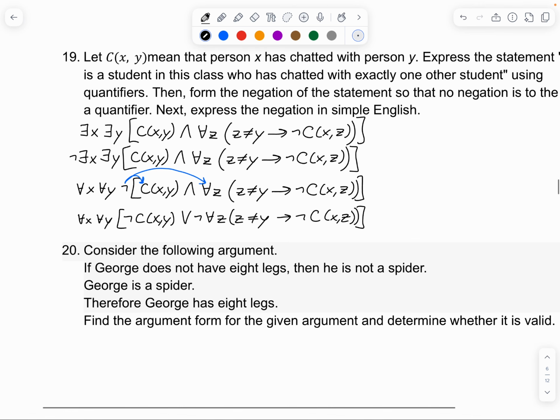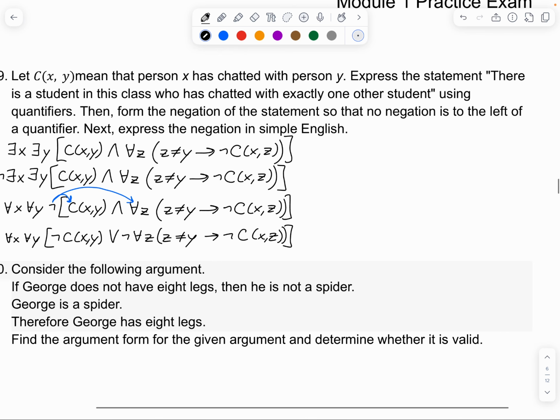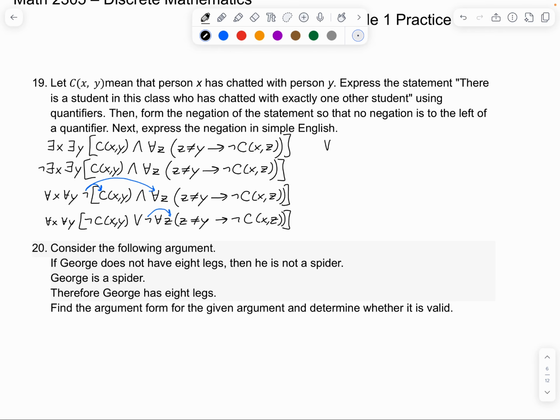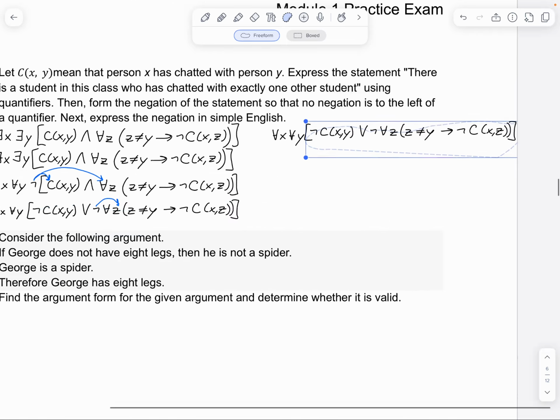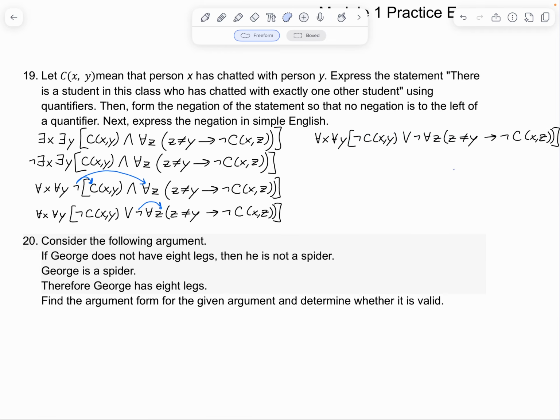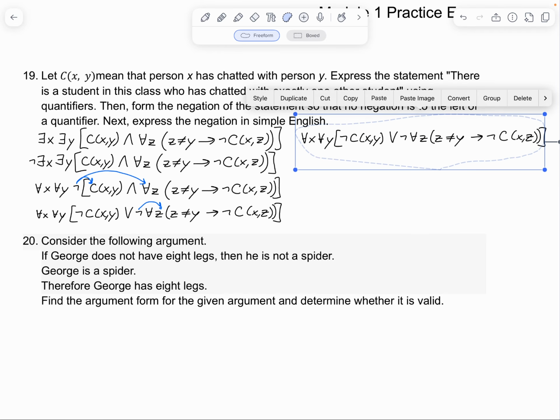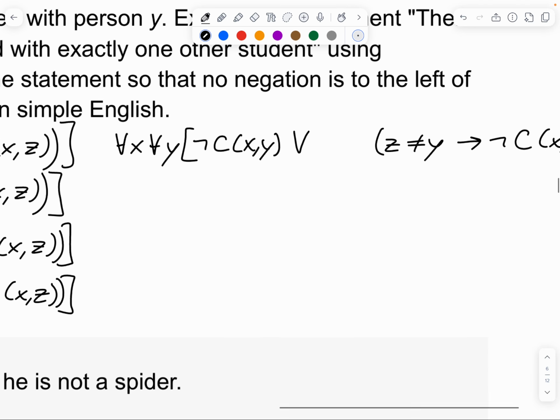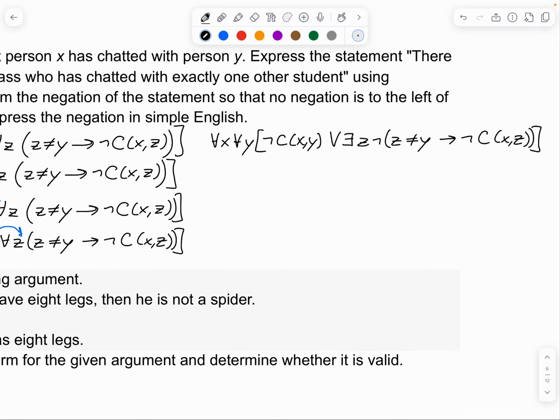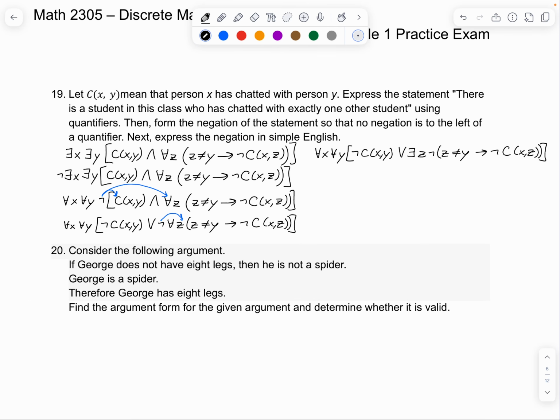Next, I am going to move this negative past the quantifier, which changes the for any into there exists. So for any x, for any y, all of this is the same, except my next quantifier right here becomes there exists a z. Okay, for the record, I technically have finished this part.